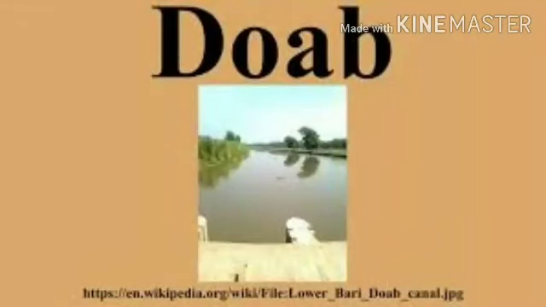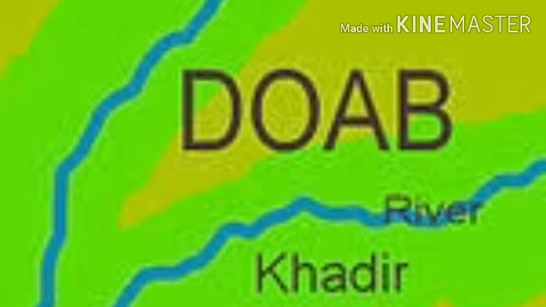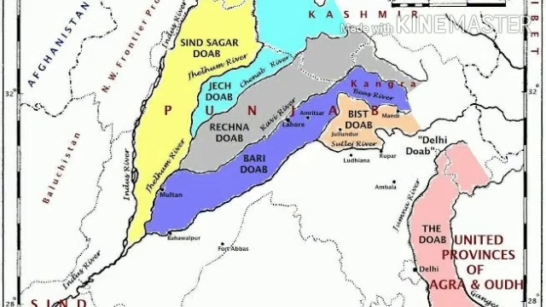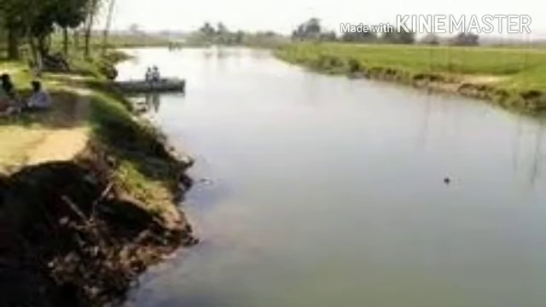Doab. The land between the two converging rivers is known as the Doab.